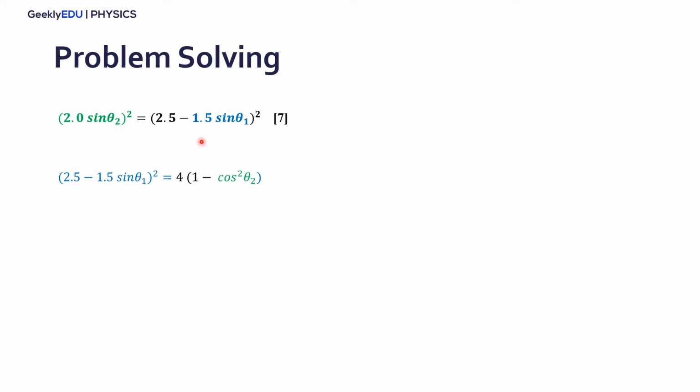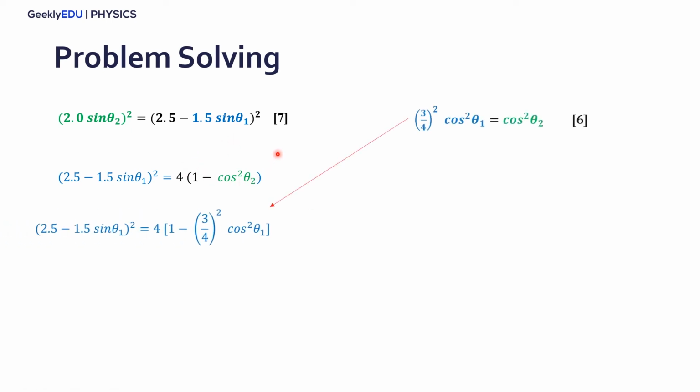So why am I doing this? Because if you remember from equation 6, this cosine in green squared is the same as the cosine of angle 1 squared times this fraction here. So I'm just adding this equation number 6 here, and now we have what we want. One equation and one unknown.